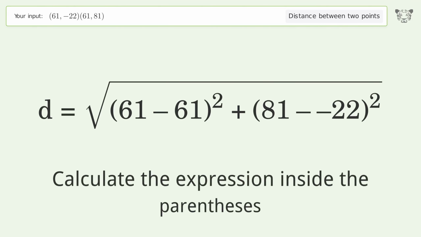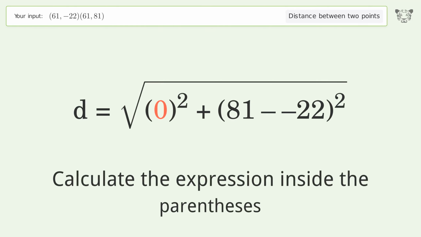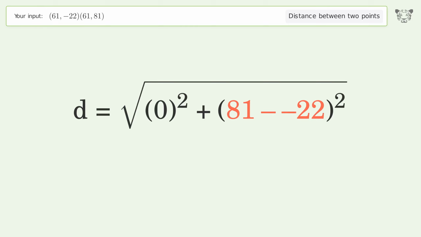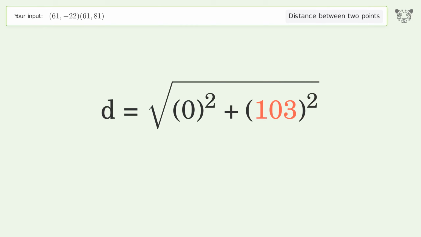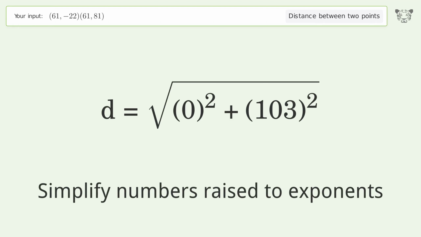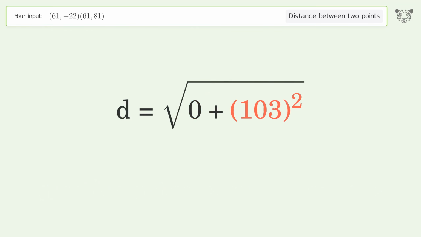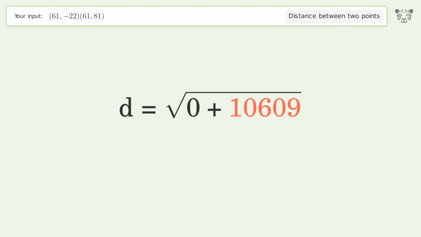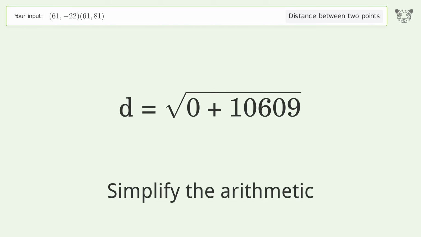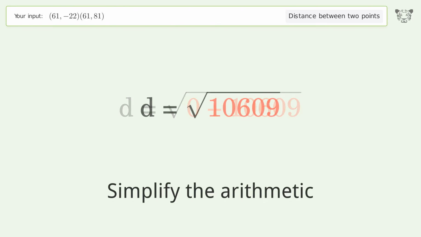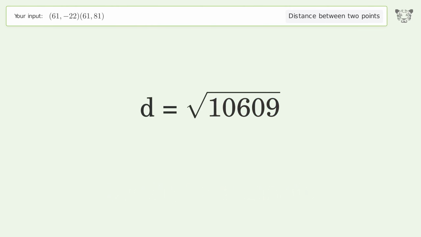Calculate the expression inside the parentheses. Simplify numbers raised to exponents. Simplify the arithmetic. And so the distance between the 2 points is the square root of 10,609, or 103.